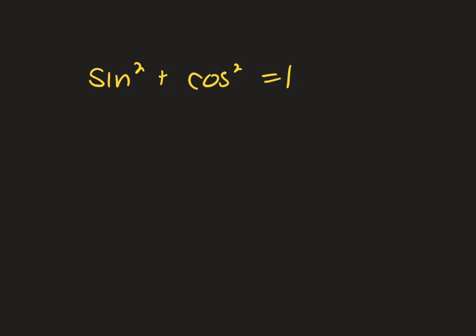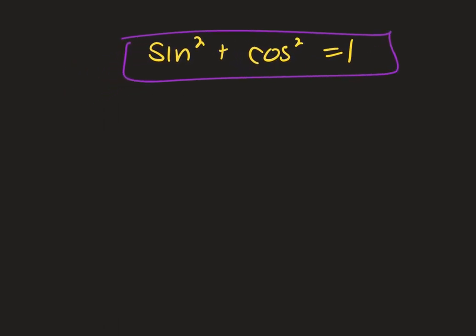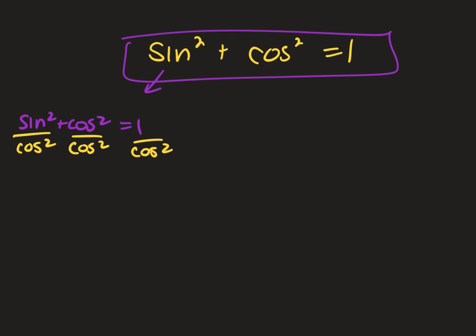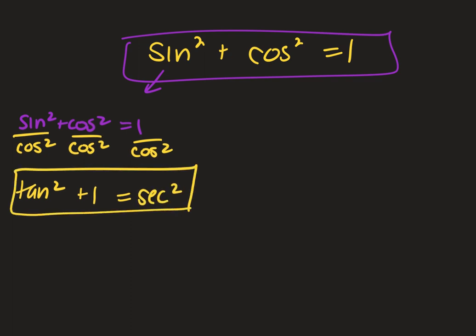So if I remember that one, that's the first one. If I take all 3 of those spots and I divide it by cosine, so I'd get sine squared plus cosine squared equals 1. And I divide everything by cosine squared. Sine squared over cosine squared becomes tangent squared. Cosine squared over cosine squared becomes 1. And 1 over cosine squared is secant squared. And that's the second identity.